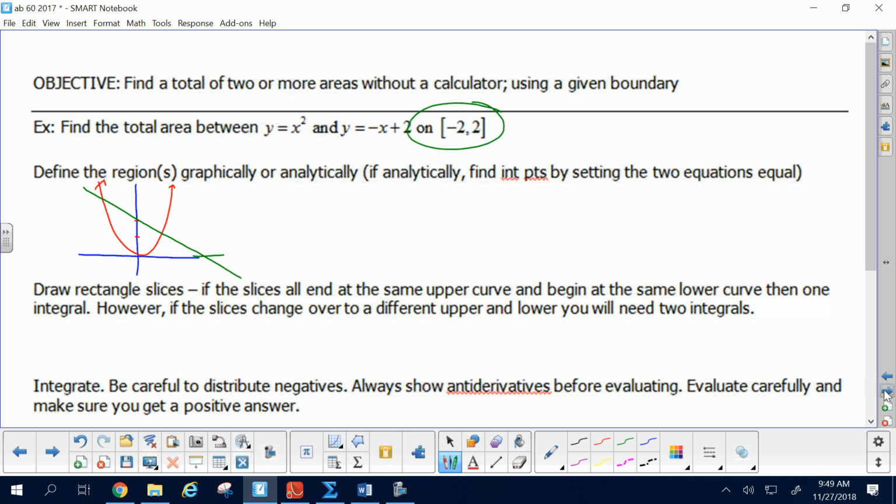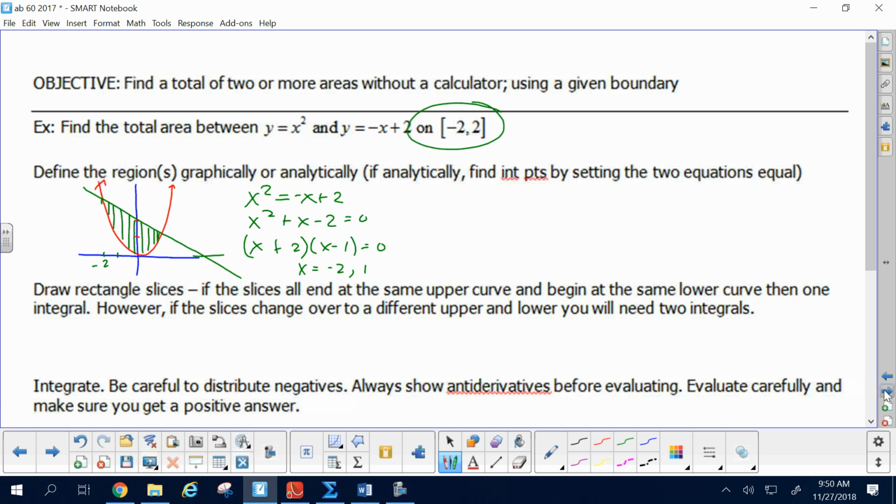Now, I still probably want to find an intersection point because I don't know exactly where negative 2 and 2 are in relation to the intersection points. So let's find the intersection points, and then we'll get a better feel for what the regions are. If I set those two equal to each other, then it is factorable. And the intersection points are at negative 2 and 1, if I did that correctly. Do you agree? All right. Now, if I were to shade the region in, one intersection is negative 2, which is awesome because that's also the start of the region.